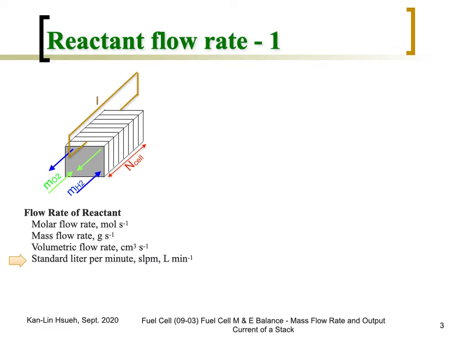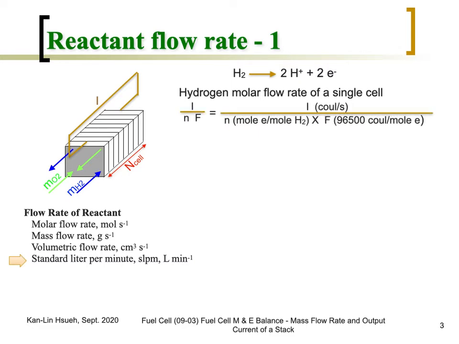Now let's consider the hydrogen flow rate first. For the hydrogen, the reaction taking place on the anode side of the fuel cell is that 1 mole of hydrogen releases 2 moles of electrons. Based on this, we're able to calculate the hydrogen molar flow rate of a single cell from Faraday's law, which is I divided by nF. The I is the current flowing through, or output from, the single cell.